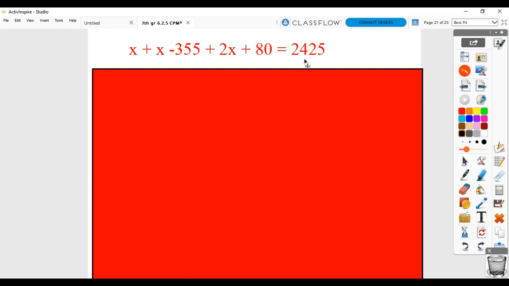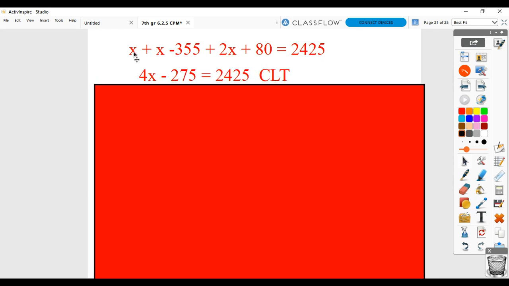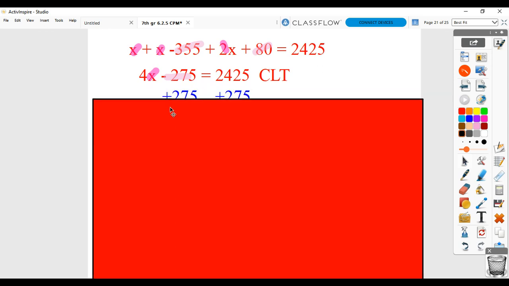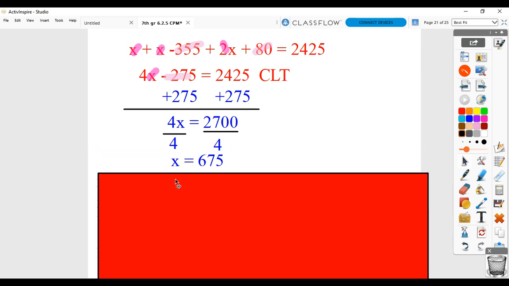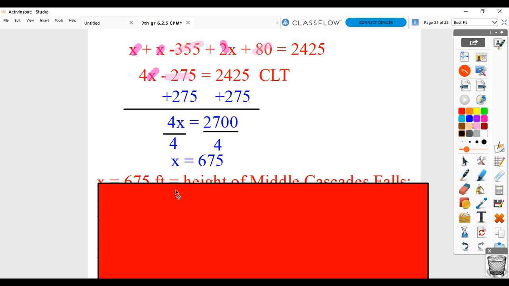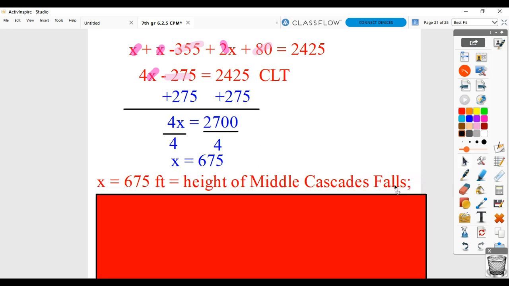So I brought that equation over here. First, I would combine my like terms, which is the x plus 2x equaling 4x, and also the negative 355 and 80 being negative 275. We're negative and subtracting our interchangeable ideas, adding a negative and subtracting. Then I would add 275 to both sides. I get 4x equals 2,700. I don't want the value of 4x, I want the value of 1x, so I divide by 4. So I get x equals 675. That then is the height of the middle Cascades Falls.